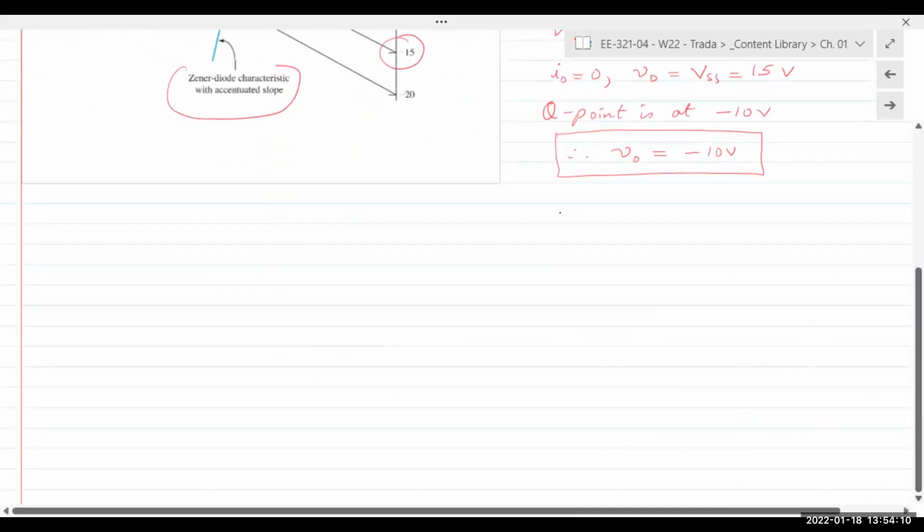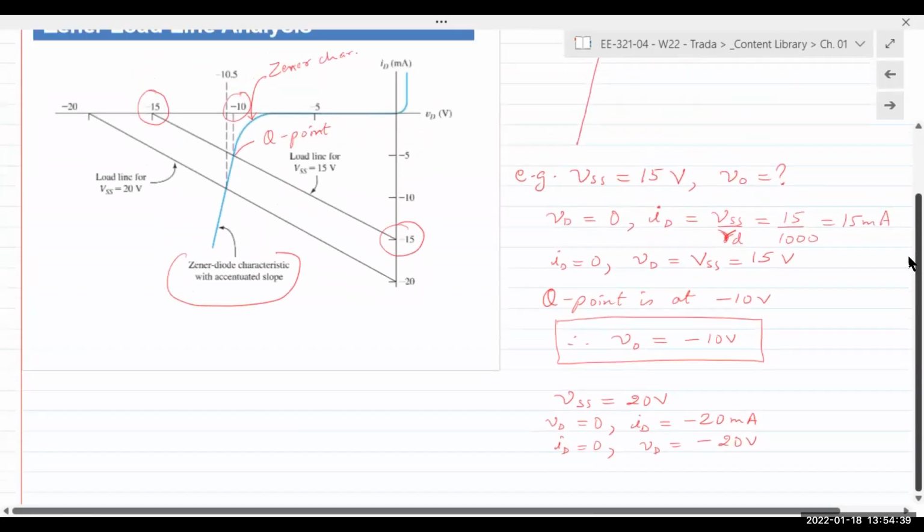Okay, if input voltage changes to, let's say, 20 volts, we now have a new load line, right? New load line. So the new load line, again, we plug in VD is equal to 0. ID is going to be minus 20 milliamps. When you plug in ID is equal to 0, you get VD is equal to minus 20 volts. And you get a new load line.